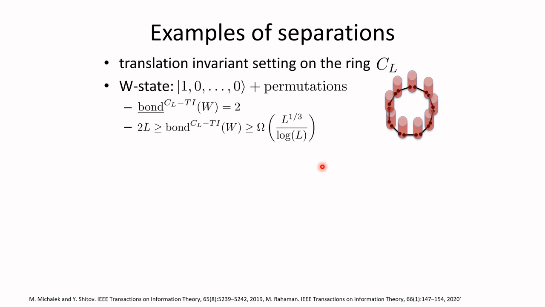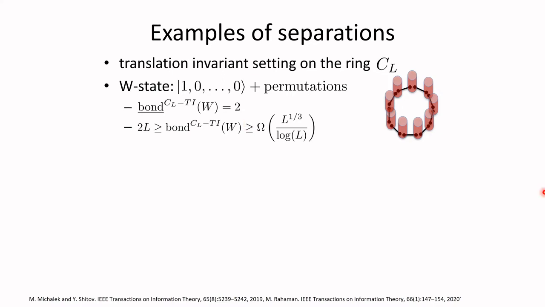But note that for this particular example, we have to insist on translation invariance and periodic boundary conditions, because if we don't, in the open chain case, the graph does not have a cycle, so the tensor network set TNS in that case would be closed and we would not have a boundary to consider in the first place. So the separation here arises for this particular example of the W state really in the translation invariant setting.